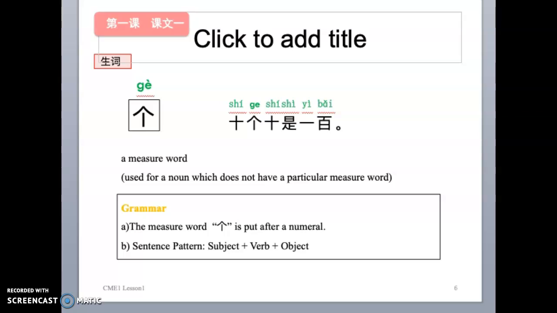In this slide, they're showing you another component in a sentence. It's ge. And again, there's not a lot of grammar in the Chinese language, but they do have something called a measure word that comes when you're stating the number of something. It comes after a number. So 10 个是, 10 tens, and then 是 1百. So 10 tens are 100 here.